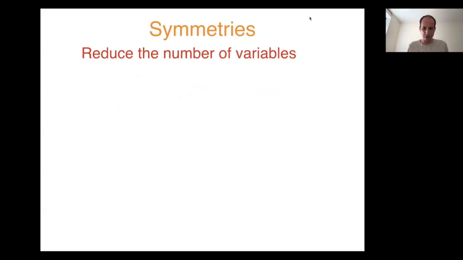So reduce the number of variables. What is that? What am I doing? What are we doing there? Okay, let me explain in 2 dimensions because the pictures are easier.